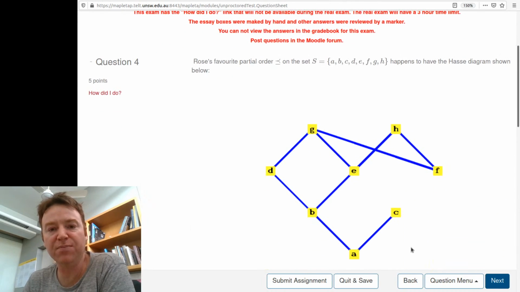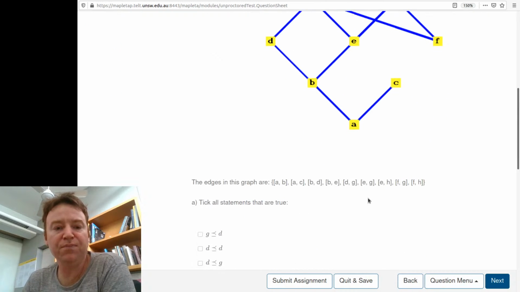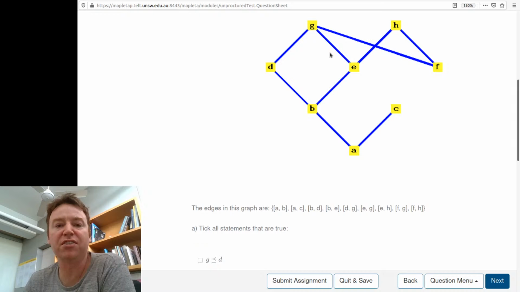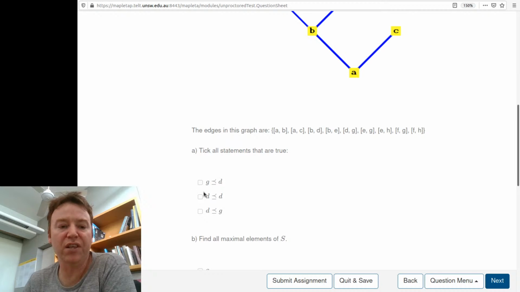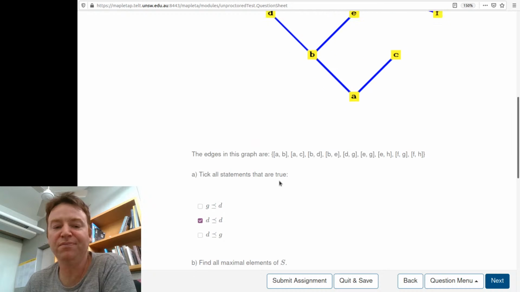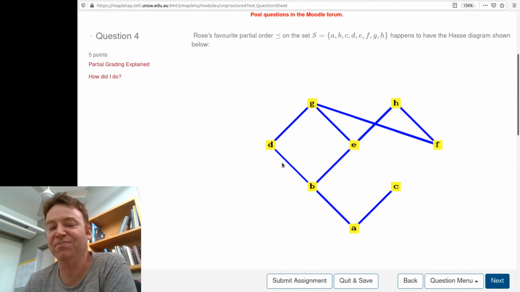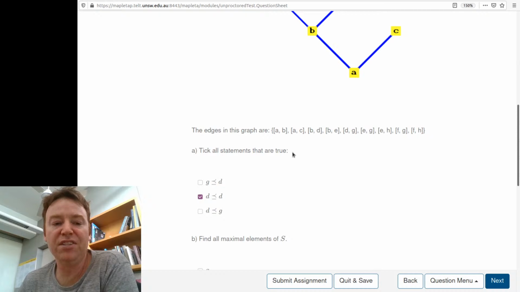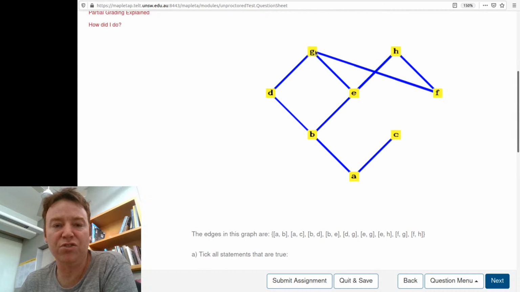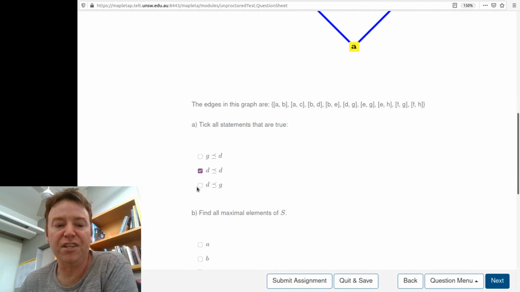Alright, here's my set, and their elements are related. Tick all statements that are true. Is G related to D, or is G less than D? Nope, G's all the way out there. D's down there. That's false. Is D related to D? Yes it is. Remember, it's a Hasse diagram. It's a partial ordering, which means it's reflexive and everything is related to itself. Is D less than G? There's G, there's D, D is less.